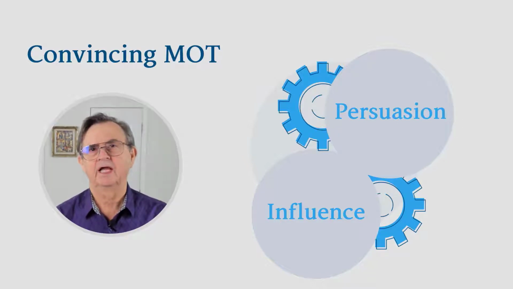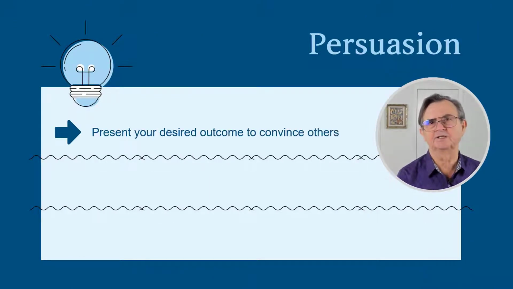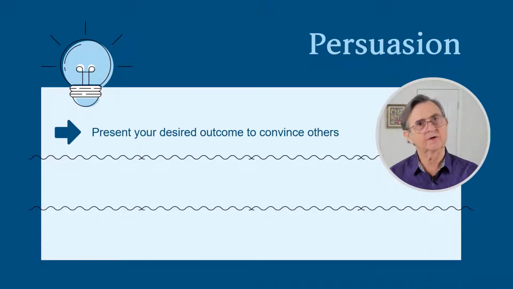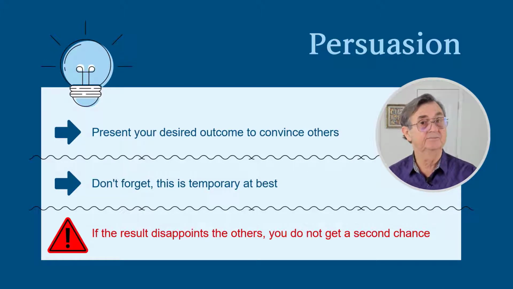Persuasion and influence. I persuade mot by presenting my desired outcome. What am I trying to achieve, and why should they help me? If I am persuasive enough and can convince them that this is a good outcome for them, they'll help me. But that creates a temporary result at best. I might have them persuaded today, but when I come back tomorrow, they may no longer be as convinced. If what I deliver disappoints them, I don't get a second chance.